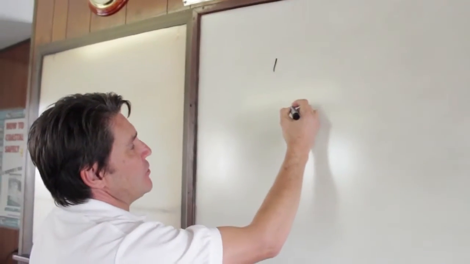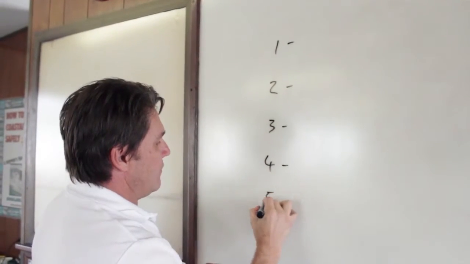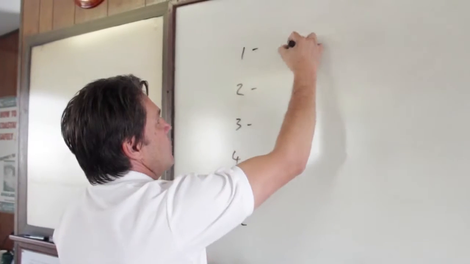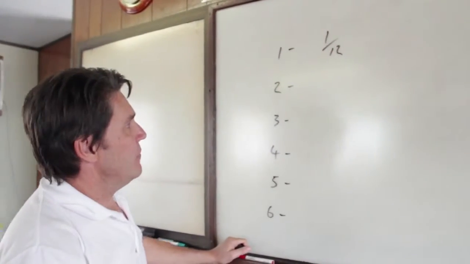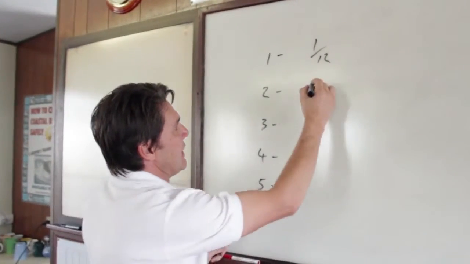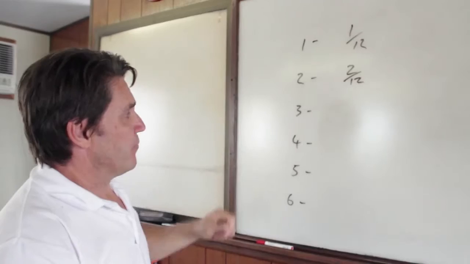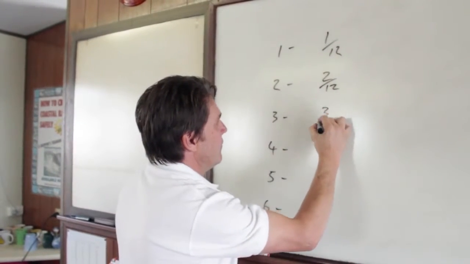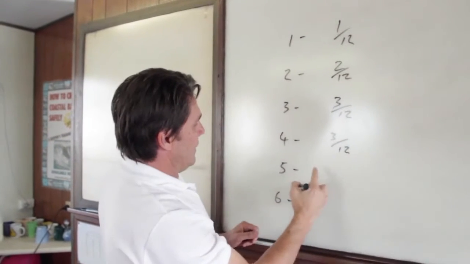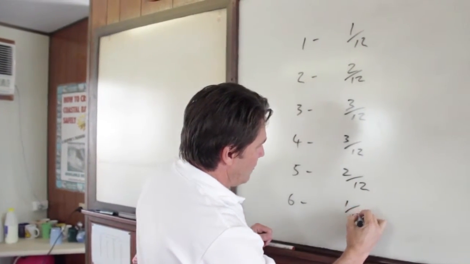There's 6 hours in the tide. 1, 2, 3, 4, 5, 6. In the first hour of tidal flow, 1/12 of the volume will go. Say we're going from a high tide to a low tide. In the second hour of the tide, 2/12 of the volume will go. In the third hour, 3/12. In the fourth hour, 3/12. In the fifth hour, 2/12. In the last hour, 1/12.